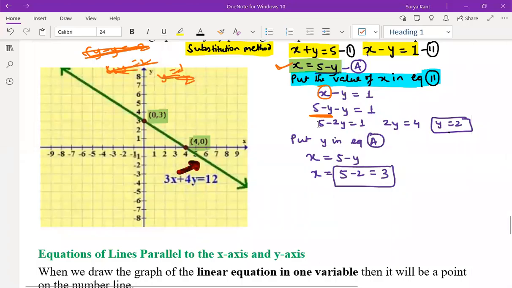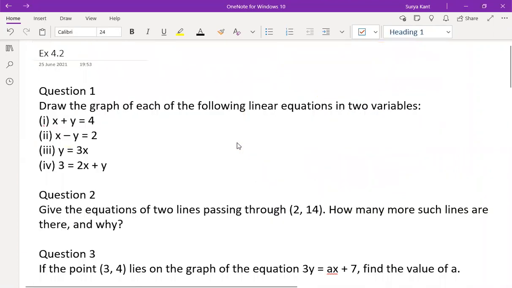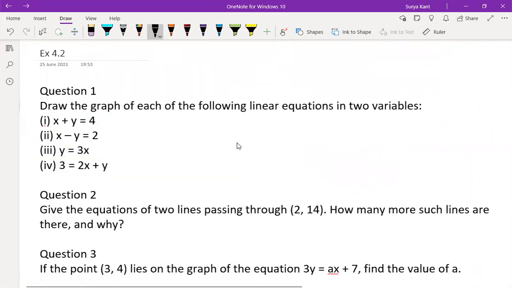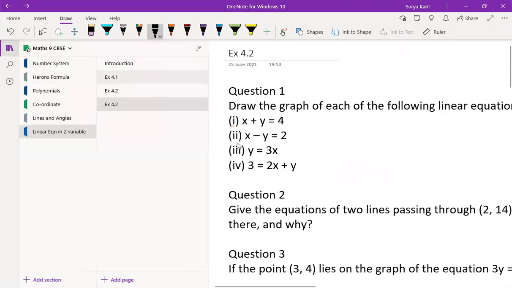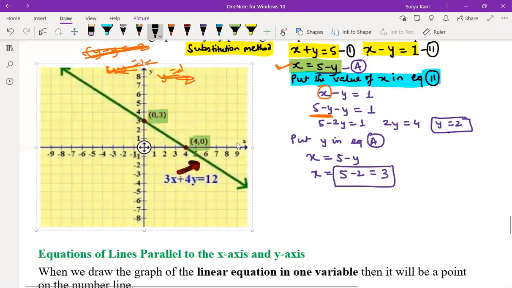This question, what you can see over here: x plus y is equal, you can see, right? Yes, sir. We can see the question. See, this is the question. You can do it by two methods. Right now you have learned two methods.